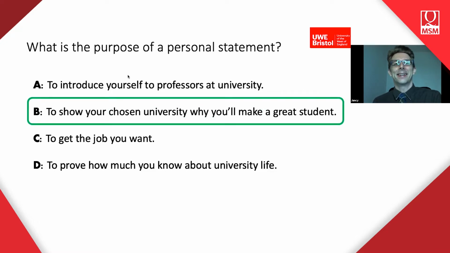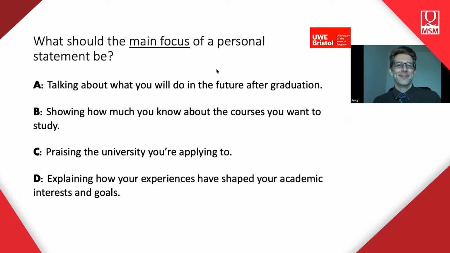That's fine. So correct, it is B. The main purpose of the personal statement is to show your chosen university why you'll make a great student there. All right, everything else is secondary to that. So very good to all of you who chose B. Very nice. Okay, I can see the straight list of B's. Excellent. All right, so similarly to that, what should the main focus of a personal statement be? We know its purpose, but when writing it, what should the student's main focus be?